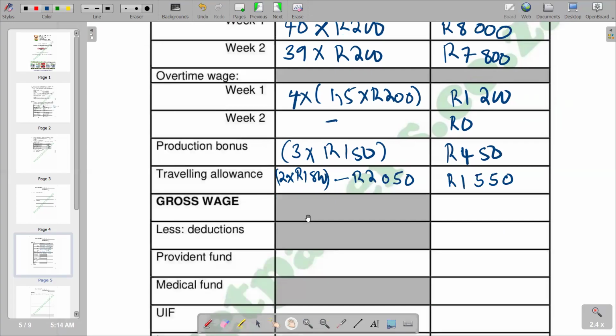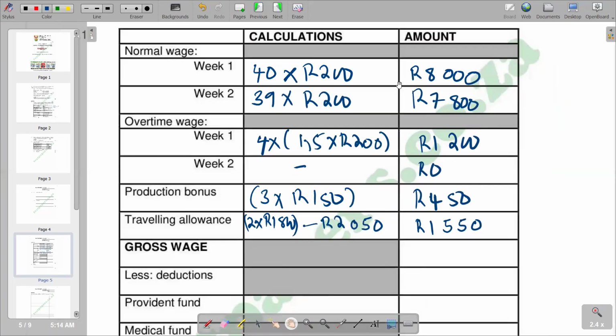Then obviously we need now the gross wage, which we are going to calculate here. To get our gross wage, we are going to say normal wage 8,000 plus 7,800, and then we add overtime 1,200. We add production bonus 450 rands. We add traveling allowance 1,550. Then you get your gross wage, which is going to be 19,000.